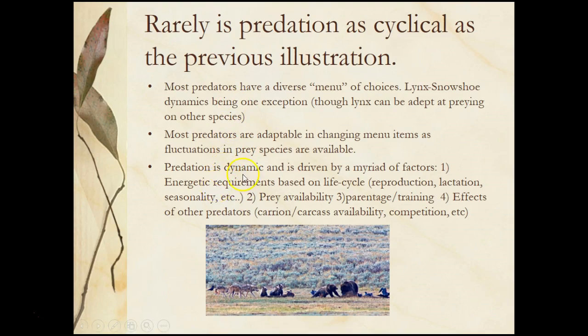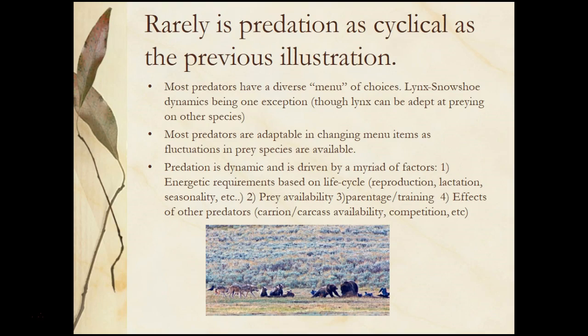Predation is dynamic, and it's important to know that it's driven by a myriad of factors. One, energy requirements based on life cycle. So you will see animals needing to consume more energy at different times of the year. If the mother is pregnant, she may need to eat more. If she is lactating or trying to feed her young, kill for her young and bring them food, her energetic requirements are much, much higher. You will see the requirements based on prey availability. What's available in the landscape may drive what the animals are eating at any time of the year.